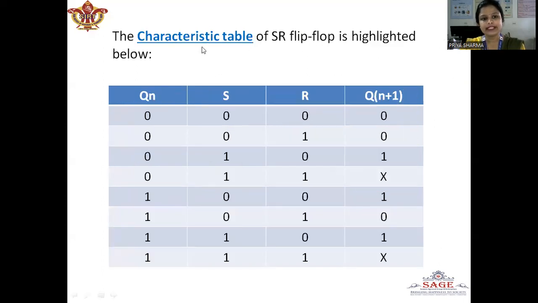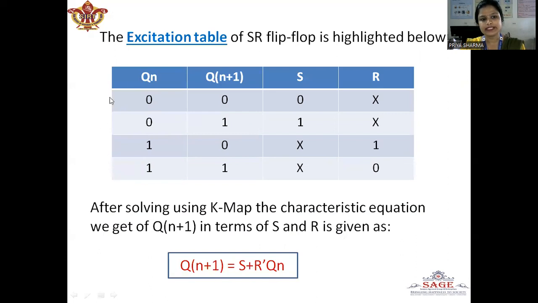Coming to the characteristic table, which is derived from the truth table of the SR flip-flop, having the inputs present output, S and R, and the output taken as the future output Qn plus 1. These are the possible combinations and the output comes out like this. Then from the characteristic table, we derive the excitation table, having the inputs as present output and future output, and the outputs as S and R.